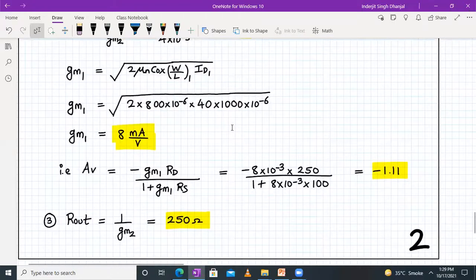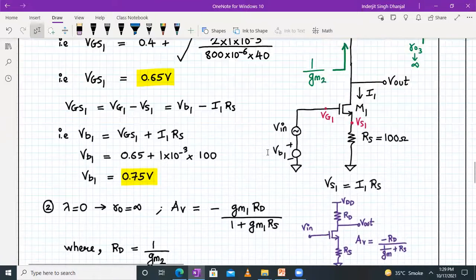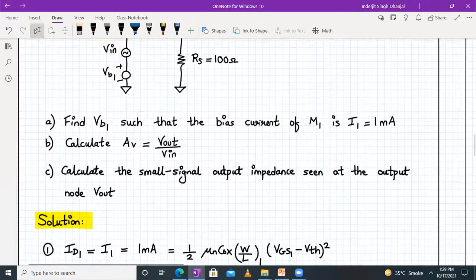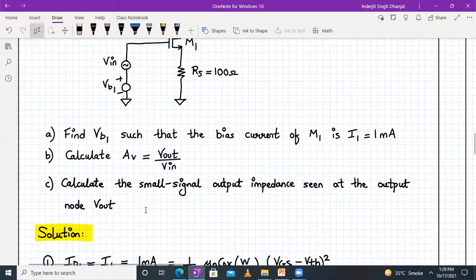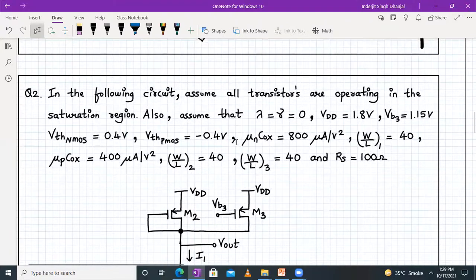We have to find AV, which came out to be minus 1.11. You have to find the output impedance, which came out to be 250 ohms. And in the first step, we have to find the value of VB, which came out to be 0.75. So these are the 3 answers to A, B, and C: 0.75, AV is minus 1.11, and the small signal output impedance is around 250 ohms. Okay, so that's about it for question number 2.